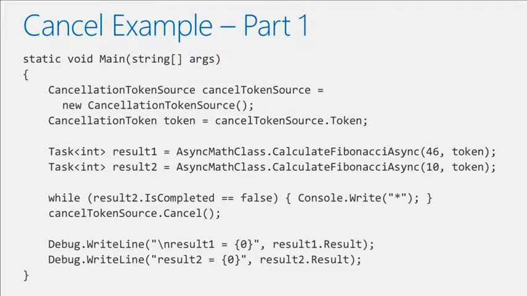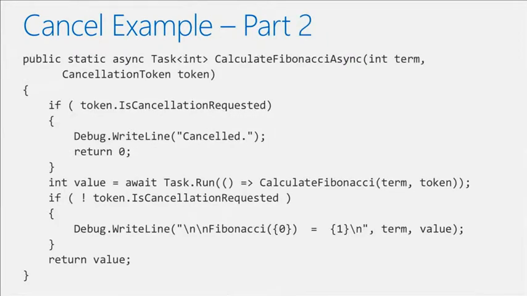So here's an example. The calling routine, you create your cancellation token source, get its cancellation token, kick off a couple of Fibonacci async calculations. Notice I've had to modify it to pass in the cancellation token. We're looping around in a while loop, waiting for the async operation to complete, and then we'll cancel the operations, which if both were still running, they would both be canceled. But the second one is already completed based on this code. But the first one will be canceled at this point.